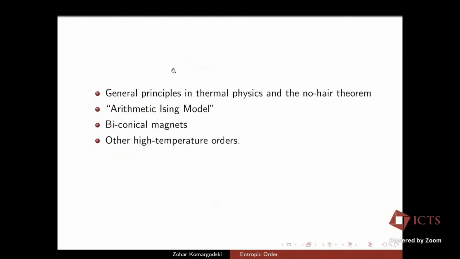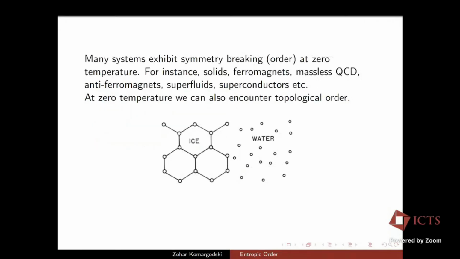So I'll first review some simple, generally accepted principles in thermal physics, and I'll explain the connection to black holes. Actually, that was my original motivation to work on this problem, so I'll just mention it. And then I'll explain the minimal model that we found that we call the AIM model, or the arithmetic Ising model. And then if I have time, I'll go to slightly more complicated topics like quantum field theory models and various other generalizations. So I'll start with just a very simple introduction.